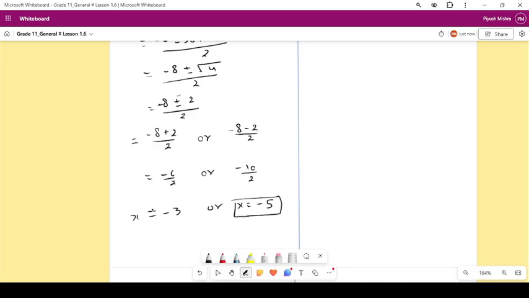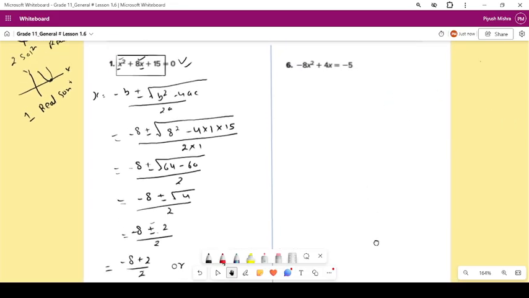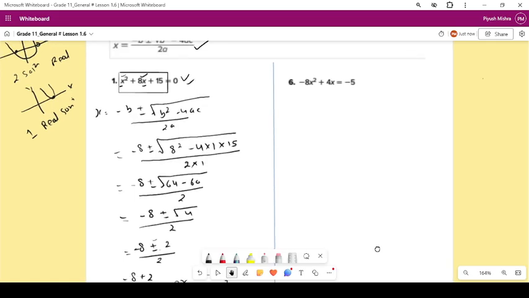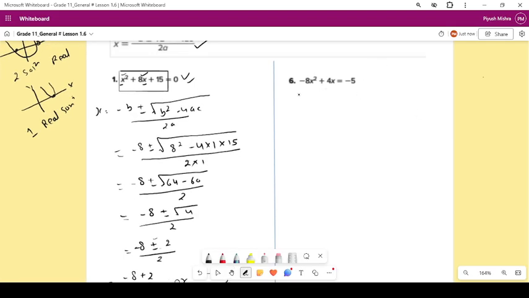So this is the only thing. You can use the calculator to solve all these things. It's not a great deal. The only important thing is that you have to memorize the formula. Same thing I am going to do here.